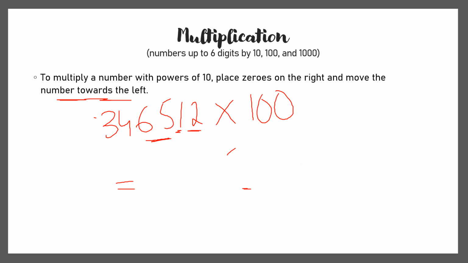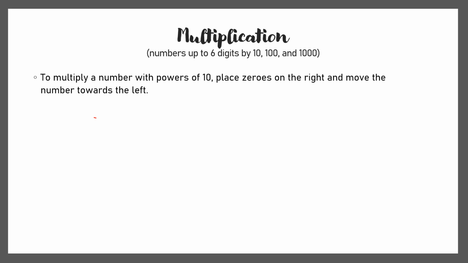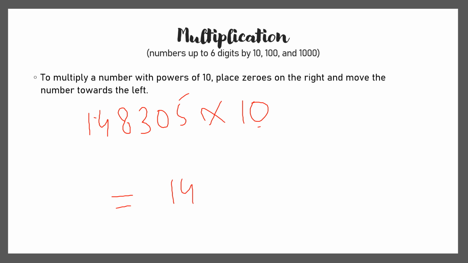And let's consider one more example. Here I have another number, 148305, and I'm multiplying this number with 10. So there will come one zero on the right side of this number because there is only one zero in 10. So this is how we do multiplication with powers of 10. Okay, now let's move on to the next topic.